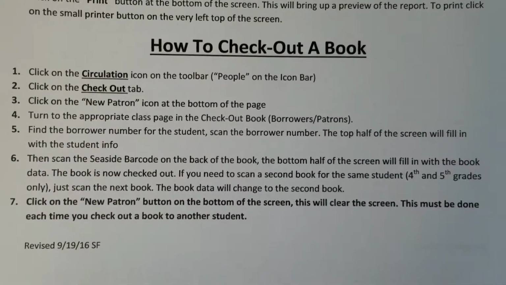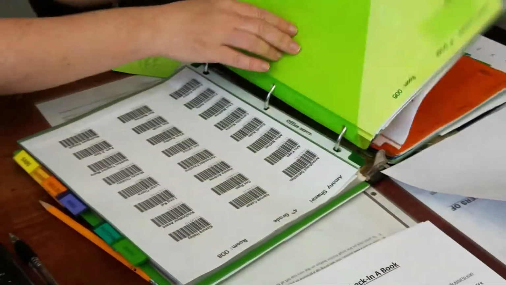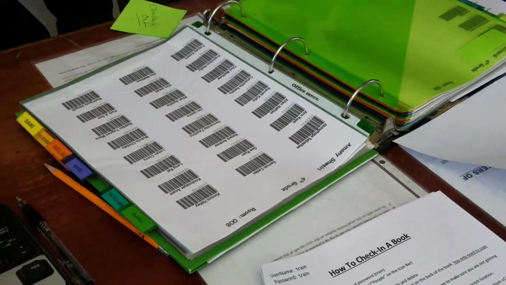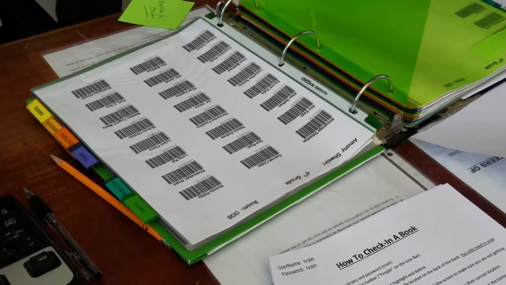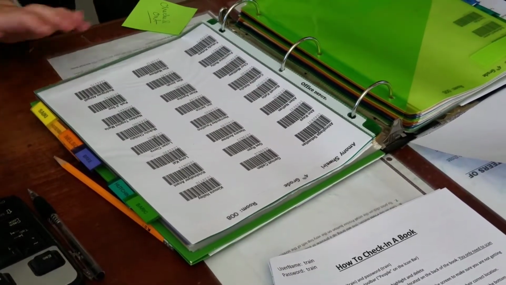Okay. So we're going to pick again on Mrs. Torrey's class because that's the class my kid is in. And so I'm going to mess with his data. Every kid has their own barcode.